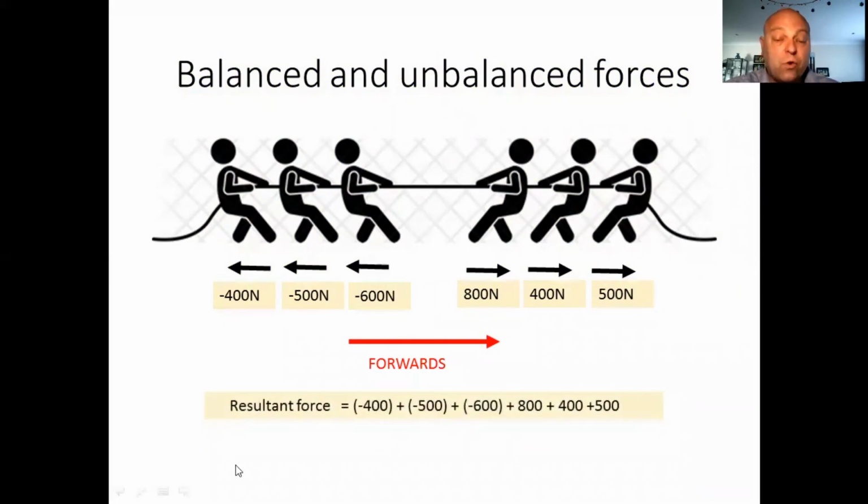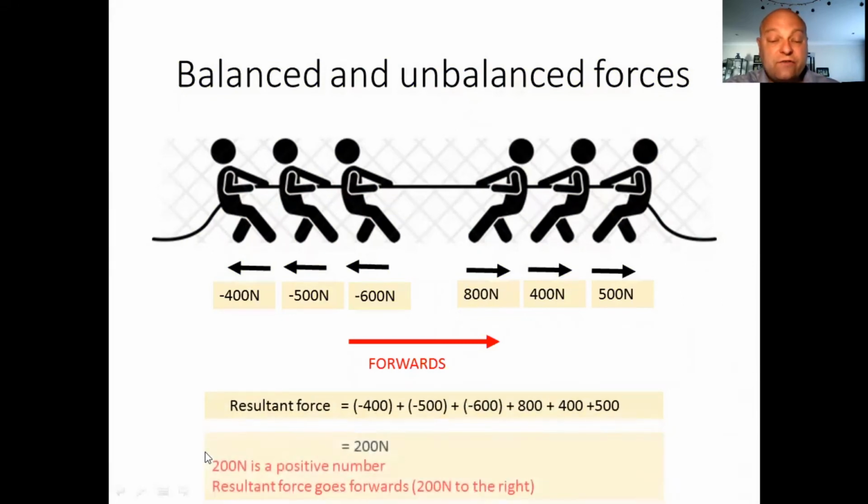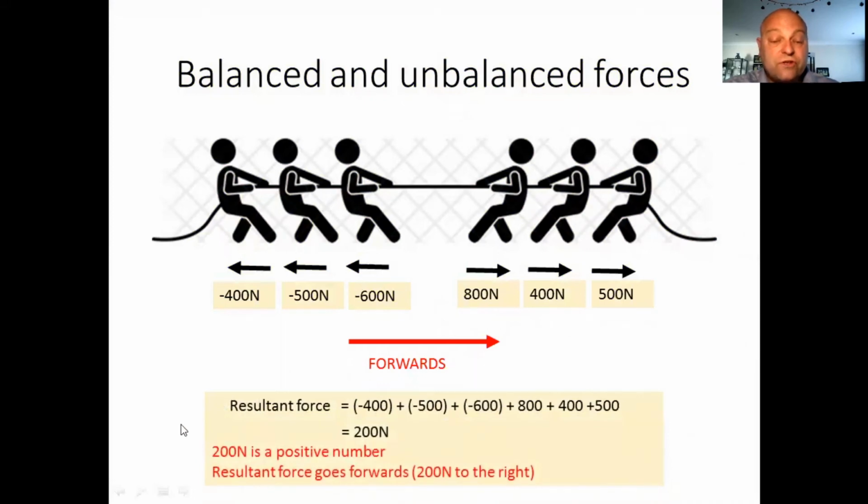There we go. Minus 400 plus minus 500 plus minus 600 plus the 800, 400 and 500 gives you the resultant force of 200 newtons. Now, because 200 newtons is a positive number, it's going forwards, which is to the right. So the resultant force goes forwards, 200 newtons to the right. How easy is that?